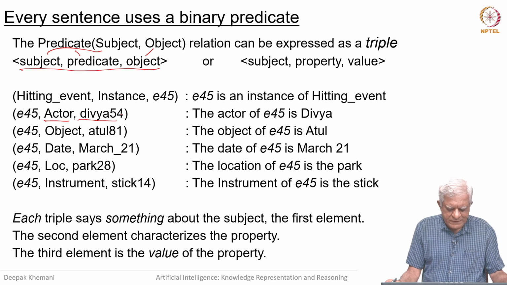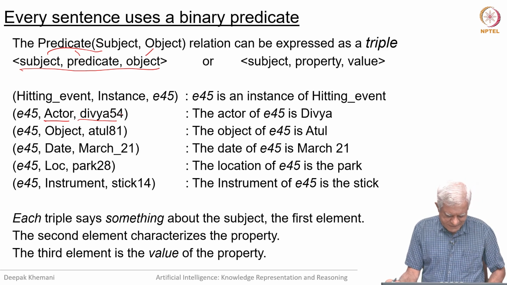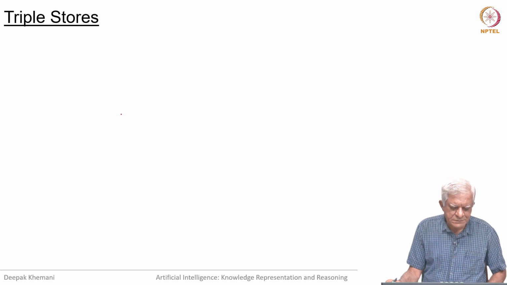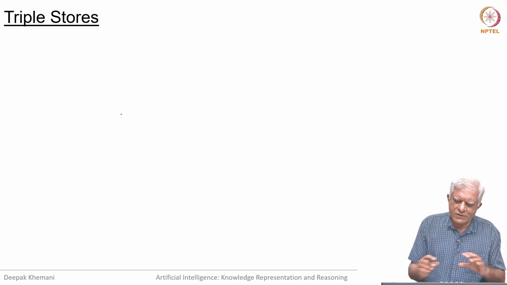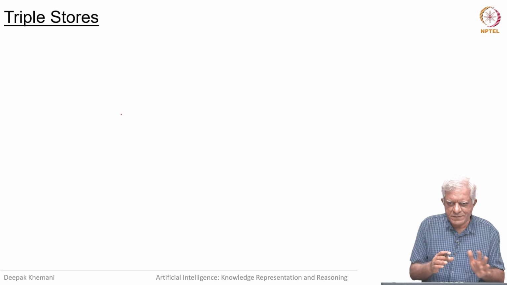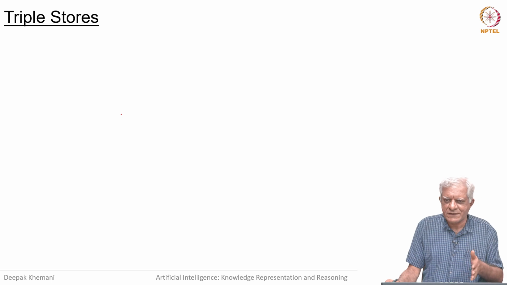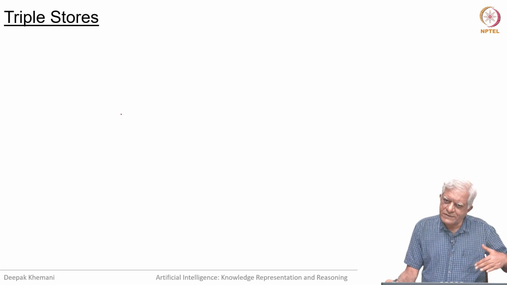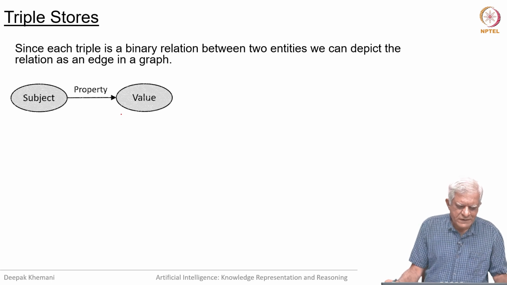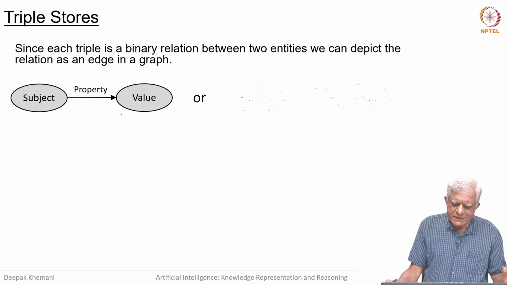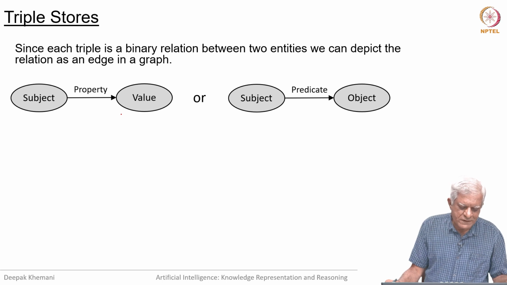The second element characterizes the property, and the third element is the value of that property. So, now that we have a well structured representation where everything is a binary relation, everything has 3 constituents: one is the predicate name, one is the subject, and one is the object. We can also now use standardized representations which allow us to store these triples, and these are called triple stores. Each triple is a binary relation between 2 entities, and we can depict them as an edge in a graph. So, we can even draw graphs to show what we are representing.